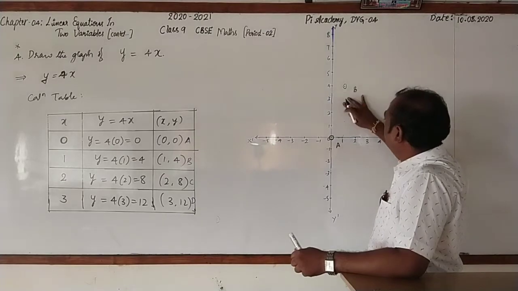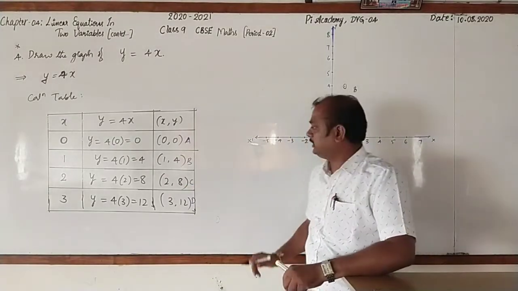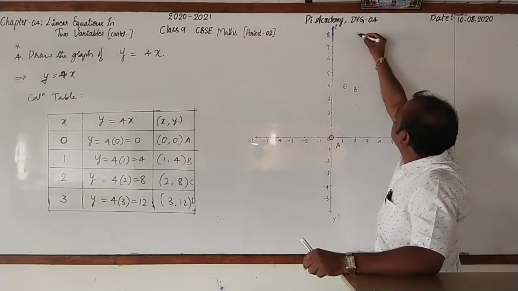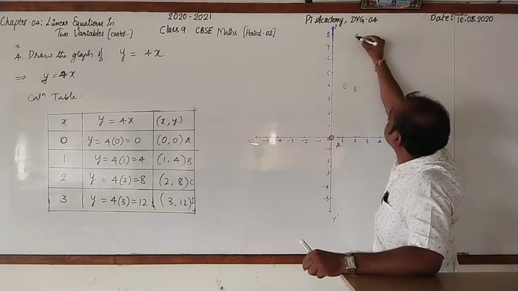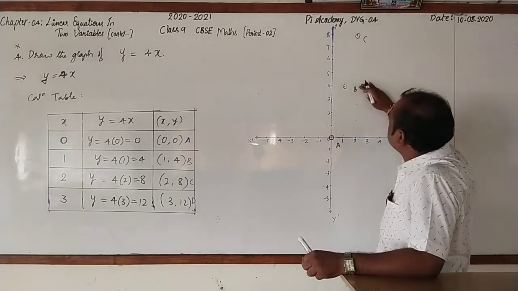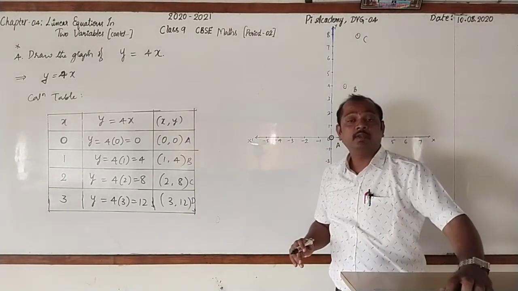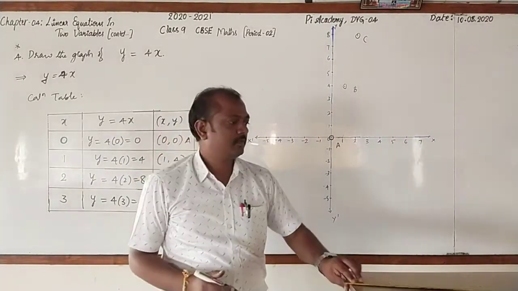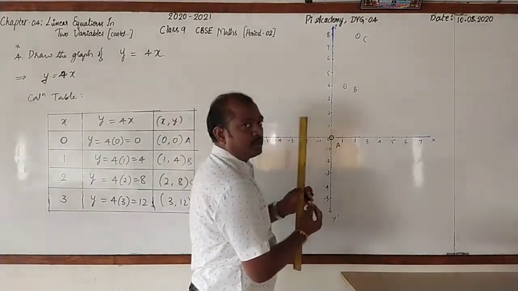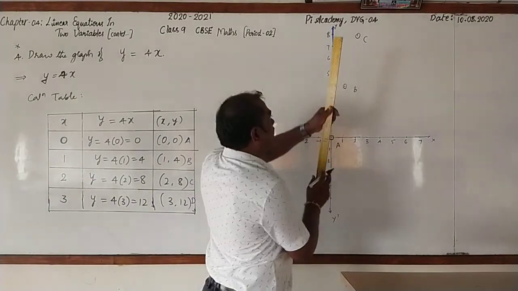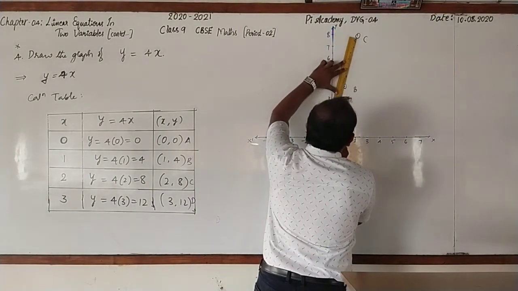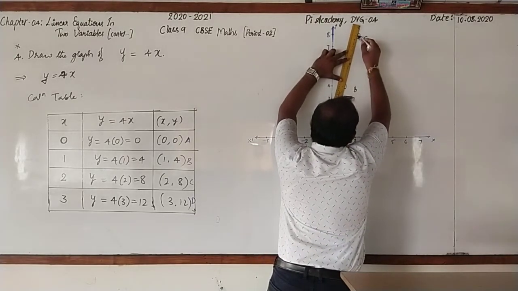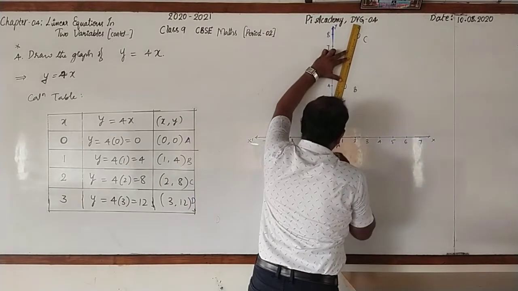It is B. 2 comma 8. When x is 2, y is 8. Call this point as C. Now let us go for joining these points and observe whether it intersects x and y axis. This is going to see B and A.